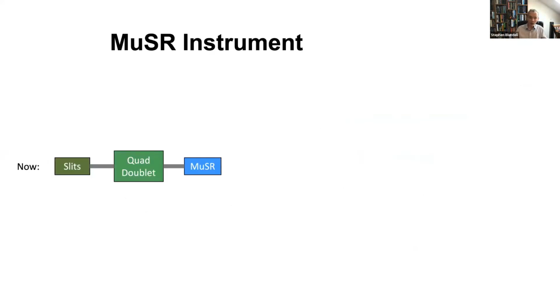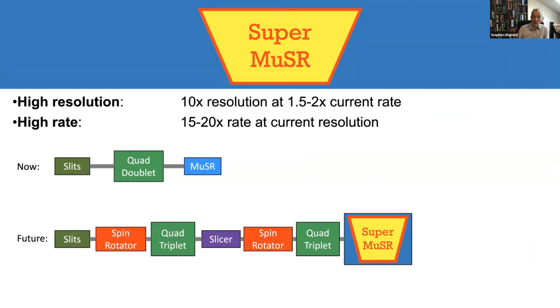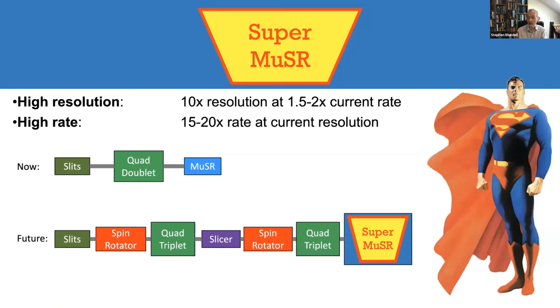Okay, so where are we at the moment? So this, if you like, is a schematic, a dumbed down schematic of the current muSR experiment. The muon beam comes from the left, you go through slits, you go through a quad doublet, and then you hit the instrument. Now, this is what's planned. This is the SuperMuSR experiment. It's aimed to give 10 times better resolution at an enhanced rate, or an equivalent resolution to what's available at present, but with 15 or 20 times the rate. And this really will allow us to do new things. This really is a SuperMuSR instrument. So we can leap over tall buildings just like Superman with this design.